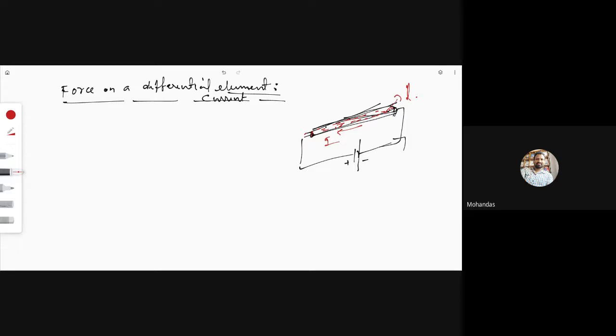If I is flowing, what is the current? Flow of electrons. Current is flow of electrons. That means flow of charges. Electrons means charges. So charges are moving inside the conductor. Okay, now the charges are moving inside the conductor.